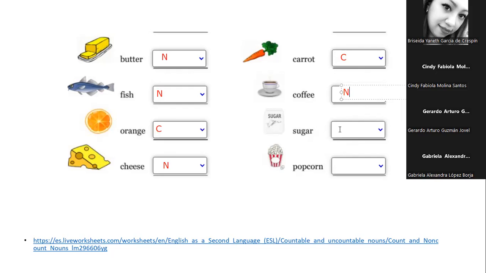Sugar? Non-count. Popcorn? Non-count, because it is the popcorn in the bags. If I say I want 10 popcorns, only one, two, three, that doesn't work. And next. Okay, very nice. Very good. Excellent for your participation and answers.